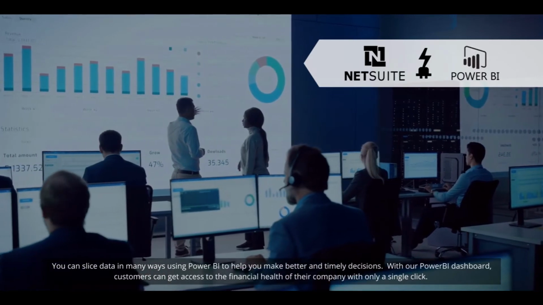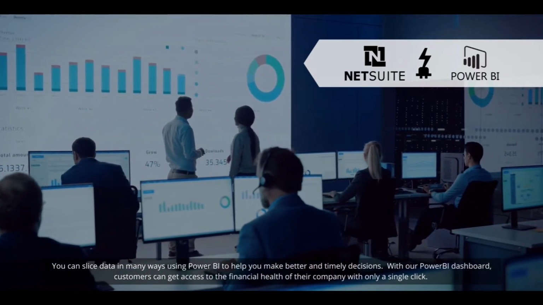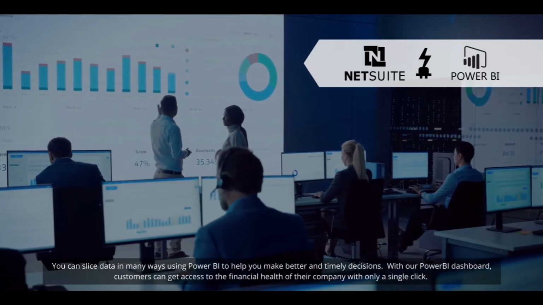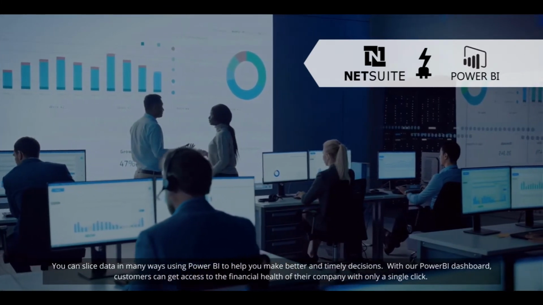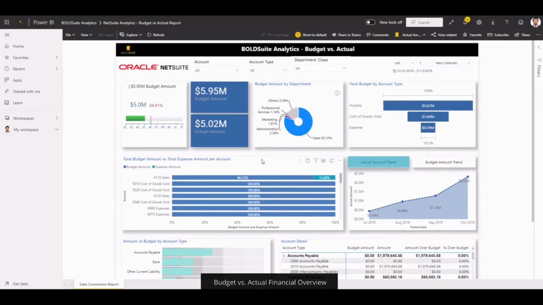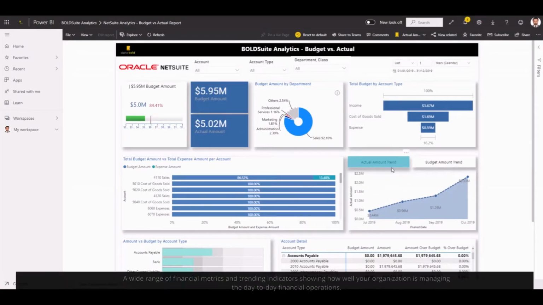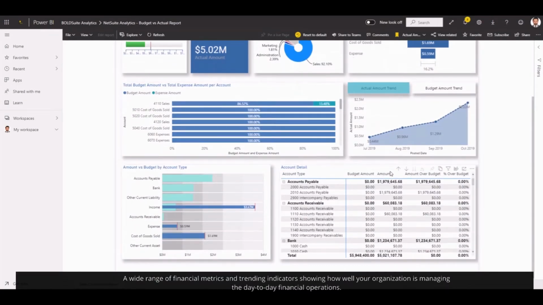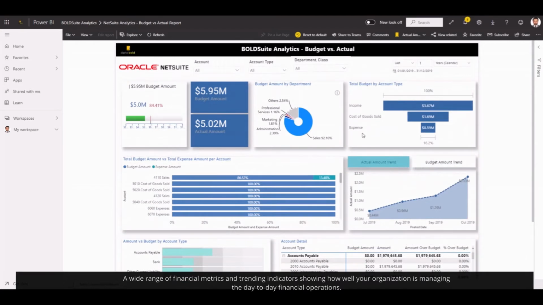With our Power BI dashboard, customers can get access to the financial health of their company with only a single click. With this report, you can see budget versus actual financial overview, a wide range of financial metrics and trending indicators showing how well your organization is managing the day-to-day financial operations.